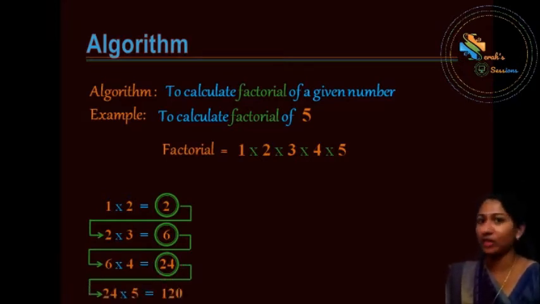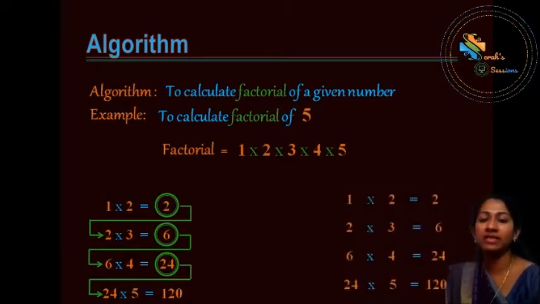24 into 5 equal to 120. As we have reached 5, we are stopping our calculation. We assume that we got the result. Yes, we have got the original correct result as 120. Okay, now let me write the same thing to my right side.